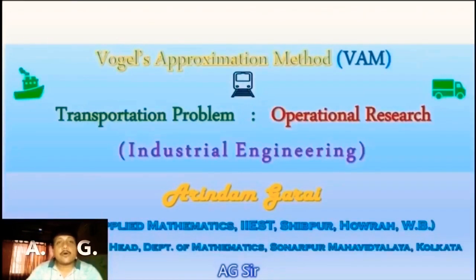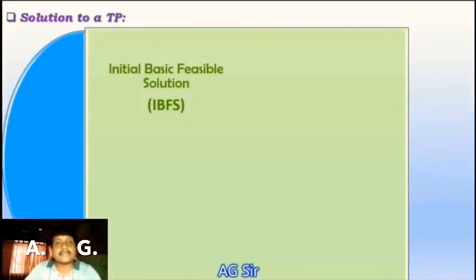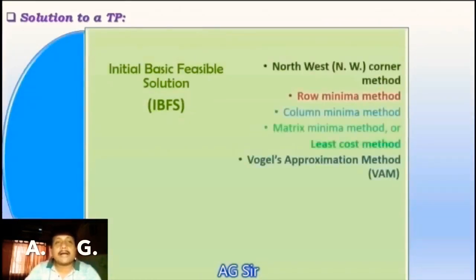In this video lecture on the transportation problem, we shall discuss what is Vogel's approximation method. Initial basic feasible solution can be determined by several techniques like northwest corner method, row minima method, column minima method, matrix minima method, and Vogel's approximation method or VAM.